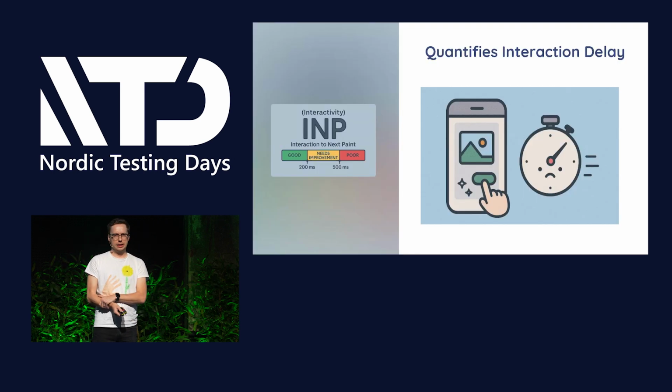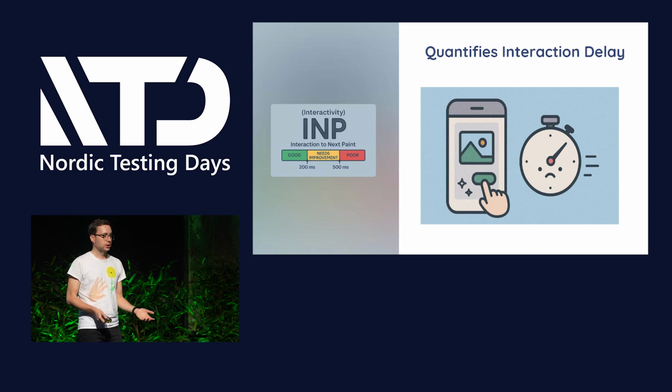So, on to the second core web vital, which is interaction to next paint, and measures the slowest interaction the user had on your page. So it's more of a RUM metric.